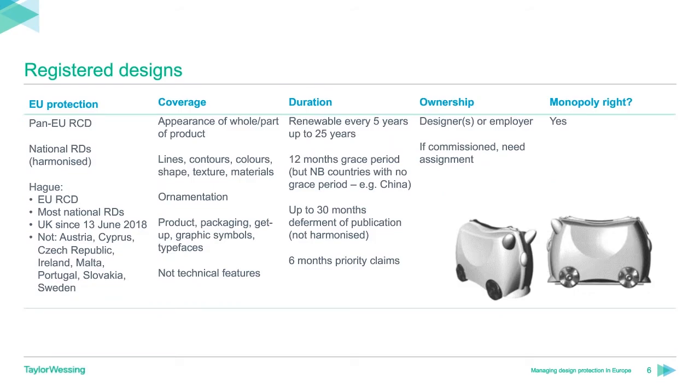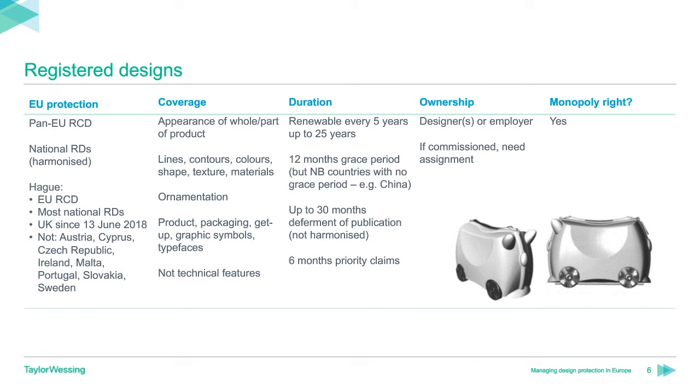Thank you, Martin. So I'm going to go through a quick overview of the four possible types of registered or unregistered protection that you might look at for protecting your designs in the EU. And we'll see that there's different degrees of pan-EU protection and also different degrees of national harmonization across the 28 member states. So looking at the first possible type of protection, registered designs.